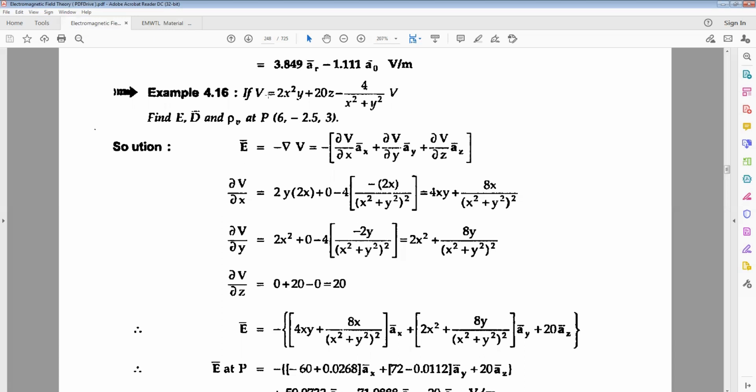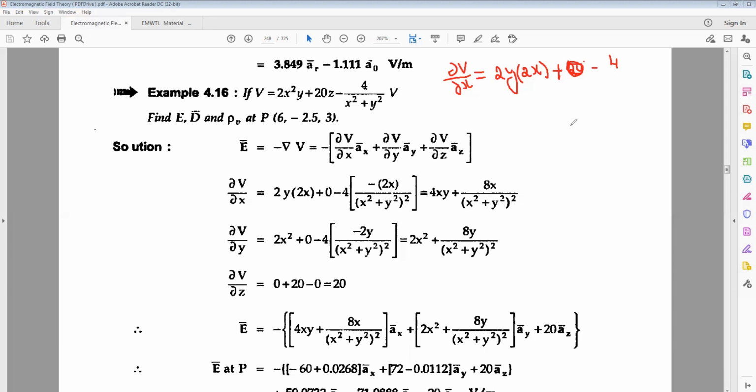So first of all, you can find dou V by dou x. In the first term, 2y is a constant, and the derivative of x square is 2x. Minus 20z: 20z is a constant, so its derivative is 0. We'll get the second term as 0. Then minus 4 by x square plus y square, the denominator having x square plus y square.